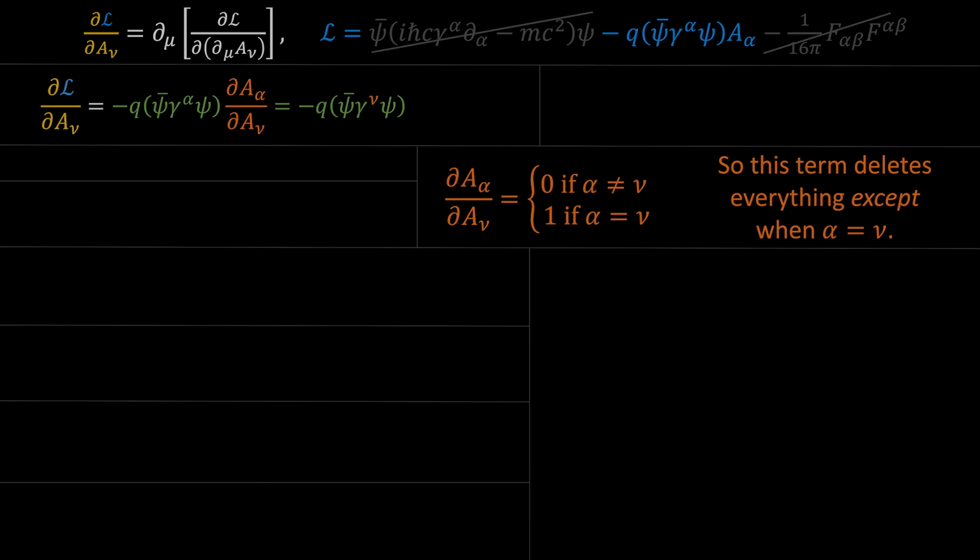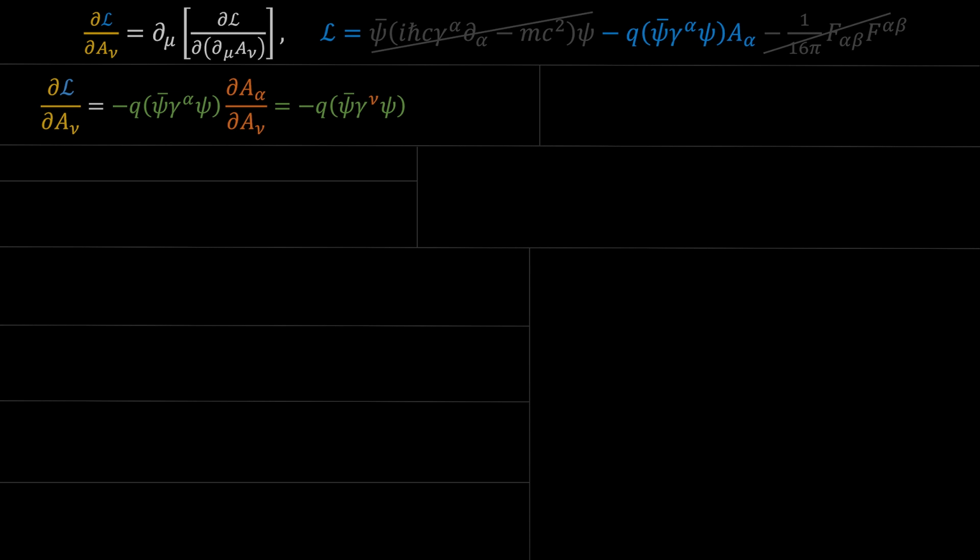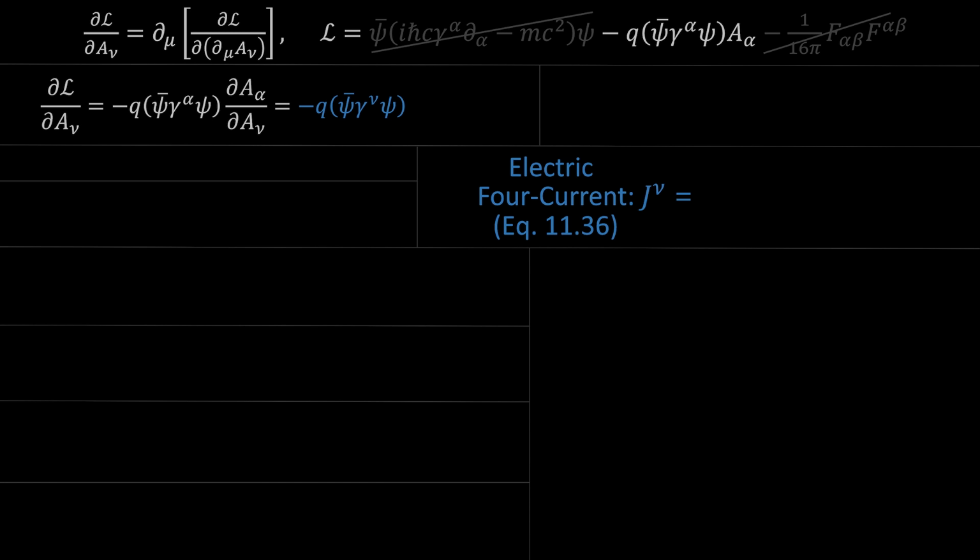But all of the non-nu possibilities for alpha get deleted by the partial derivative. Okay, anyway, I think I've belabored that point. So where does that leave us? Well, let's go ahead and recognize something. This term on the right, negative q psi bar gamma nu psi, in order to make sense of this term, we have to look to the definition of the four-current.